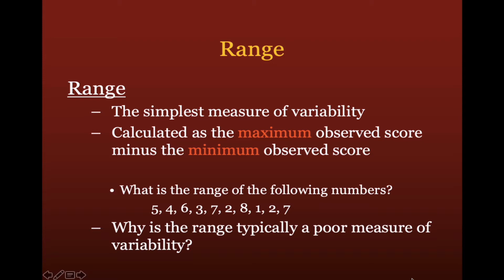And what I want you to think about is, well, why is the range considered a poor measure of variability? So if you think about it for a minute, it only takes into account two scores, two values. So it doesn't factor in any of the other scores. You might have 1,000 scores, it only takes into account two of them. So it's probably not going to be a very good representation of all the distribution of scores around the mean, median, or mode.